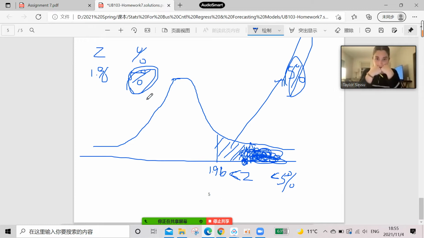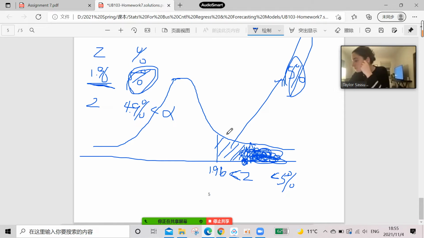I plug this into my z table, and I find my z is 1.96. And then my calculated z of 2 is greater than 1.96, so I reject it. But another way is I have my z-score. This is my calculated z-score. It's 2. And then I plug this 2 into the z-score table, and I will find a probability which is like 4.9%. And that is less than our alpha. Our alpha is 5%. So again, that gives us evidence to reject the null hypothesis.